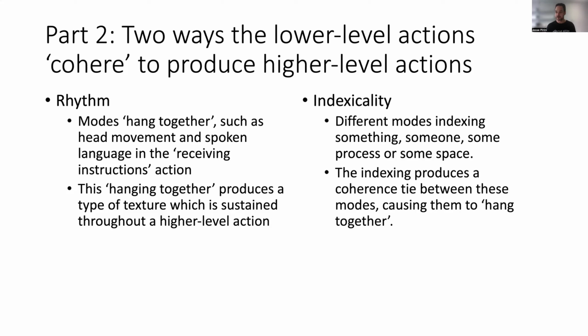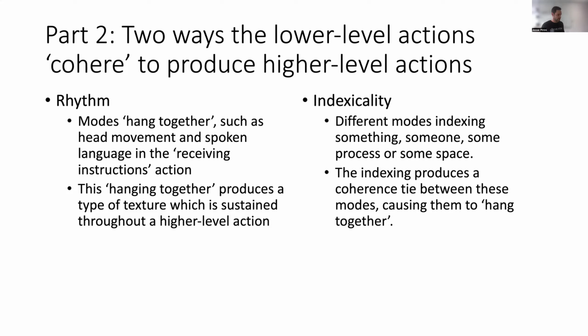Another way that modes hang together is through indexicality. So different modes index something, someone, some process, or some space. And by repeatedly indexing that same something, someone, process, or space, a coherence tie is produced between these modes, causing them again to hang together. So we see when he's talking about LitMaps, the business, he produces these gesture spaces, and these are well studied by, in particular, I think McNeill. These spaces that are produced and then later on referred to.